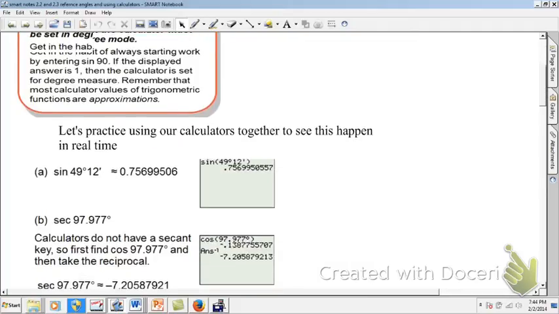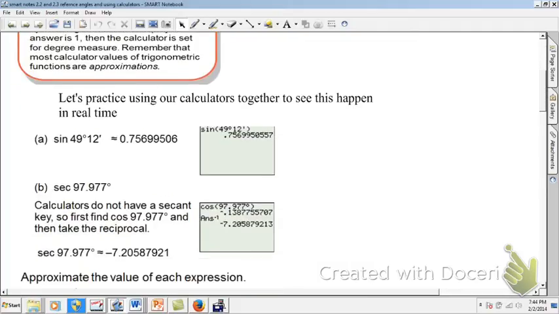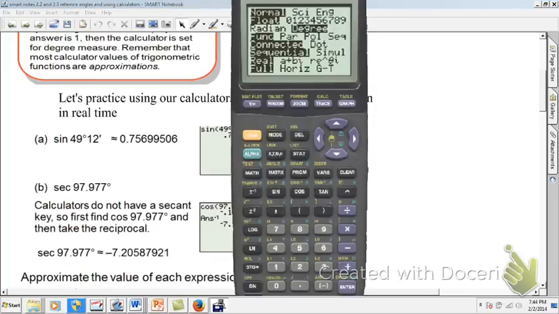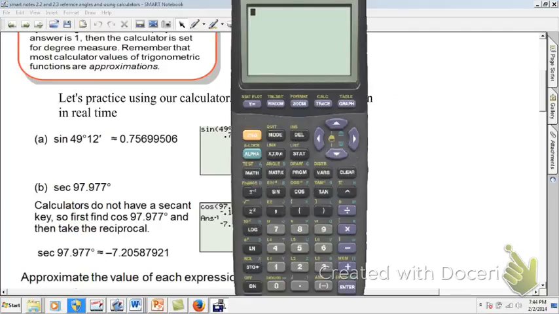Okay, let's practice using our calculators together to see this happen in real time. So you see I have a screenshot here, but let's practice actually typing this. So sine of 49 degrees and 12 minutes. Sine 49. If you go under, see how it says angle in yellow? Second angle. See, there's my degrees, minutes, my radians. So 49 degrees. I'm going to go back in, and what was it, 12 minutes? Oops, let's type 12.